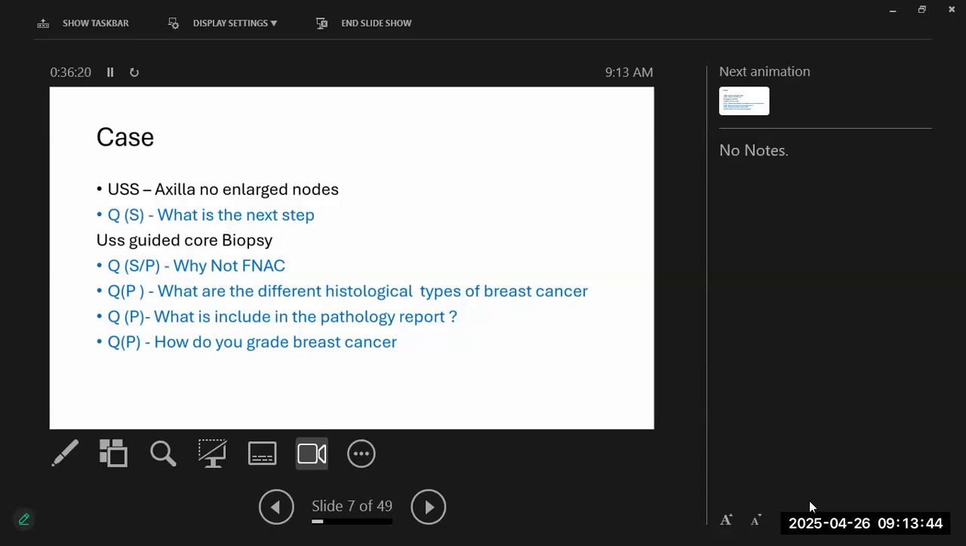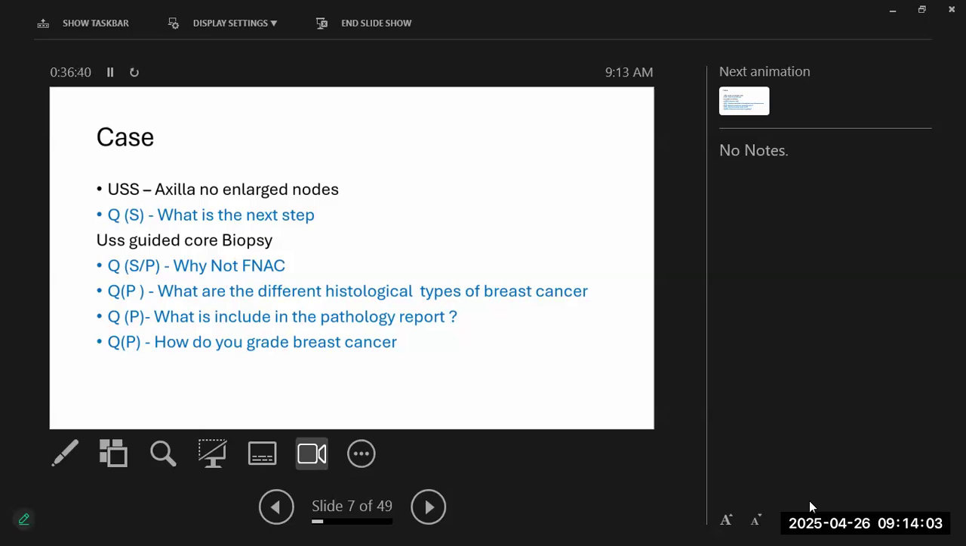So tubule formation, then nuclear grade. So how pleomorphic the nuclei look. So that has 1, 2, and 3. So nuclei has 3 grades. And mitotic count.